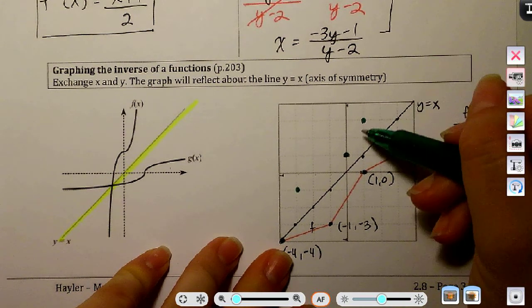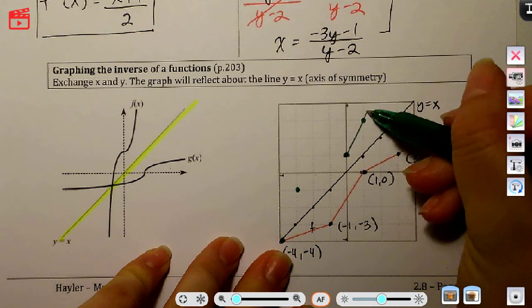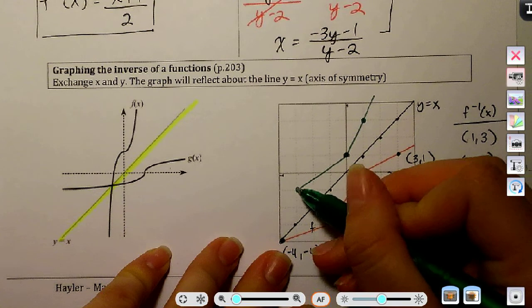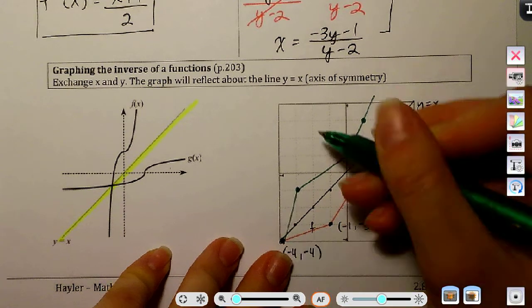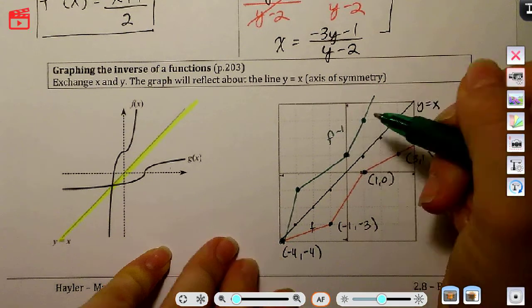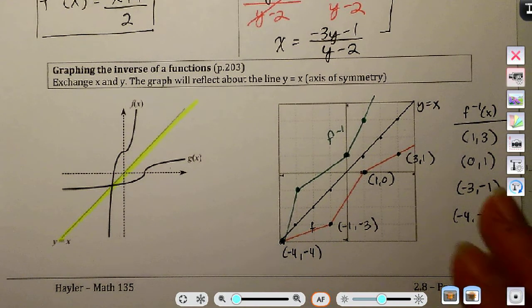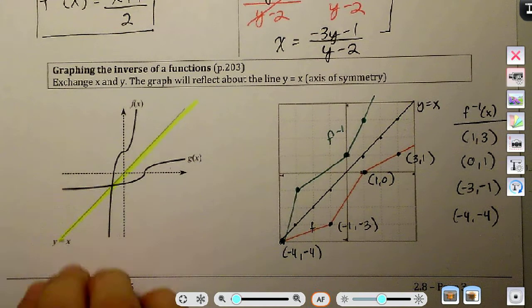Okay, so through there, and lastly, down through there. And there we go. That is my f inverse. So I found the points that I could find, and then I took the flip of them, and that was my inverse.